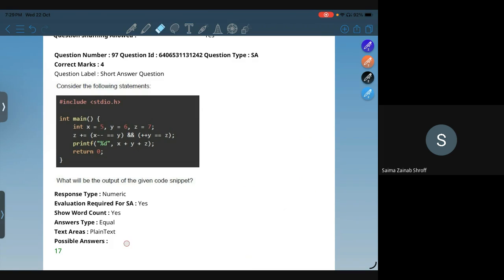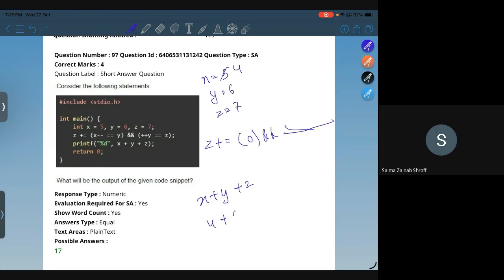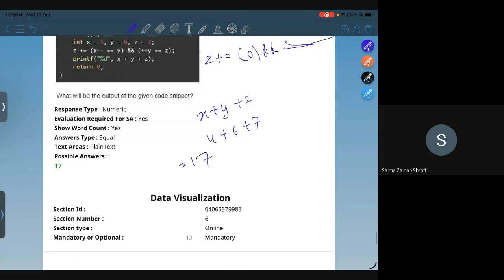So you're saying y won't get incremented. Yes. Okay, so x is equal to 5, y equal to 6, and z is equal to 7. So z plus equal to, this will be again 0 as we all know. Now this, and after this won't get executed. In this it will become 4. So x plus y plus z is 4 plus 6 plus 7, which is 17. Fine. Okay, done.